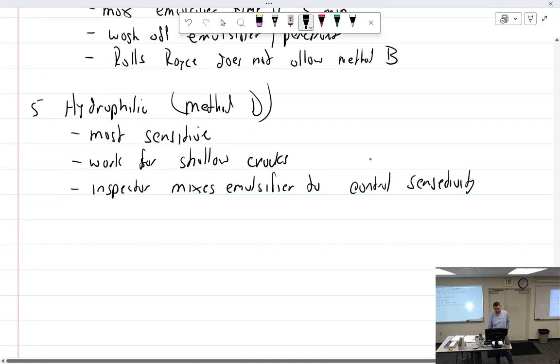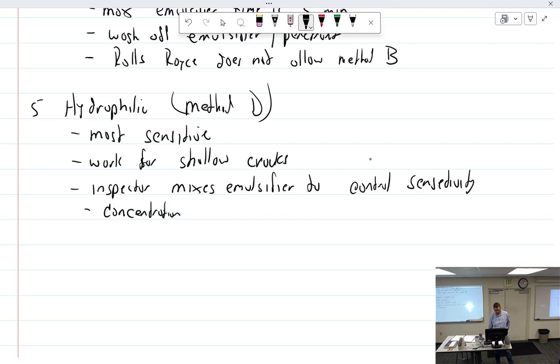I'm assuming that's a level 3. They're the ones that are going to set the process. Level 2 follows it. Okay. Not that it matters, but concentration is checked with a refractometer.